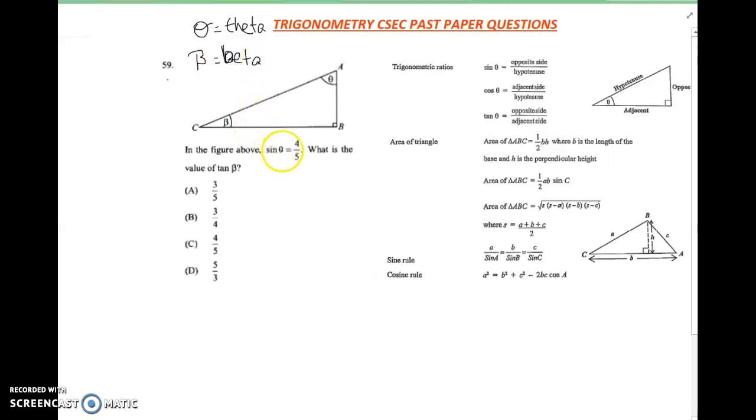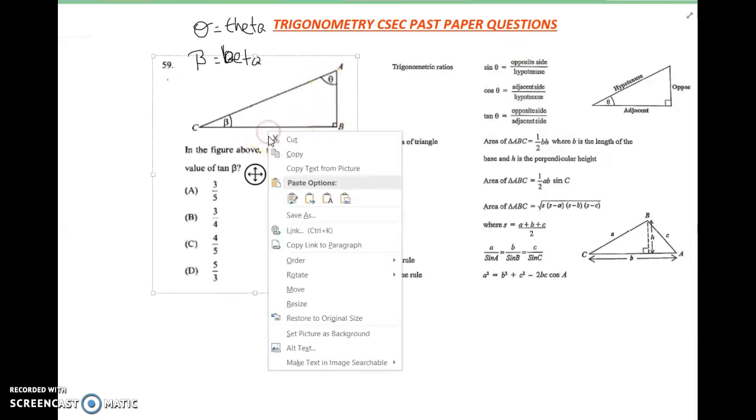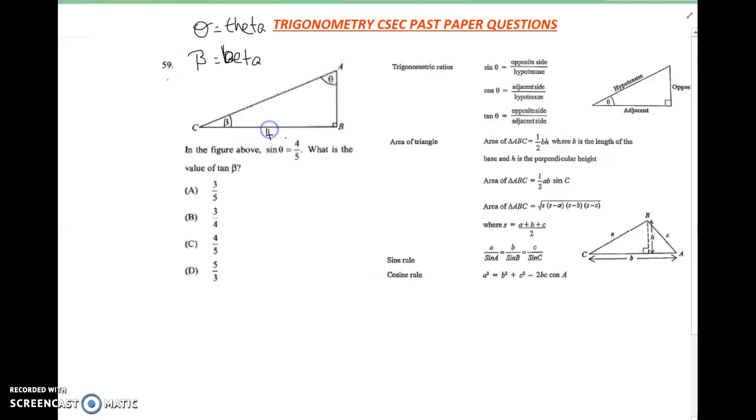Now, sine theta is equal to 4 over 5. Remember for sine, if you look at your formula here on the side, it's opposite over hypotenuse. So, if theta is here, that's our given angle. Our opposite side is here, which would be 4. And then the hypotenuse, remember, this is always the hypotenuse, this is the 5, right?